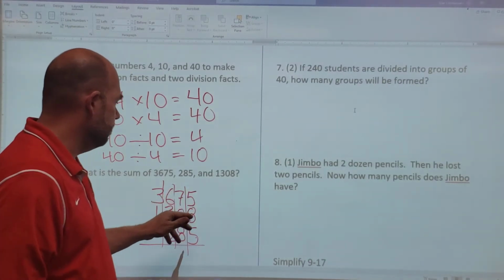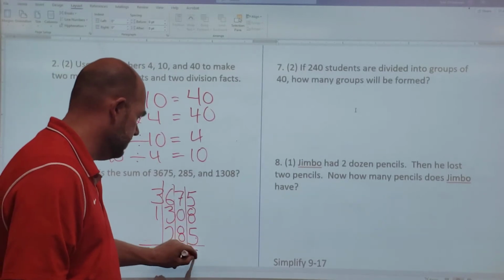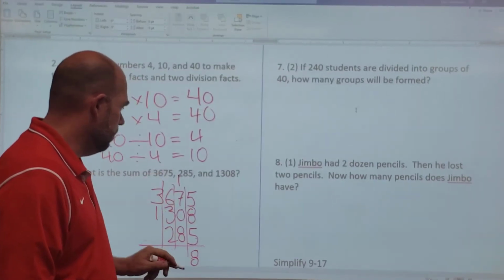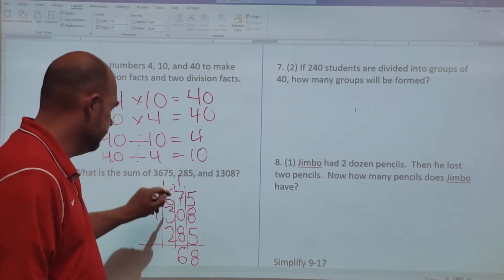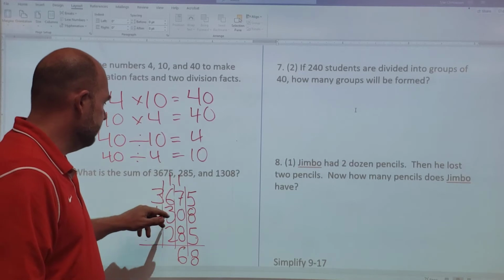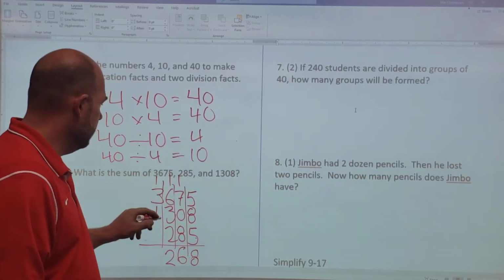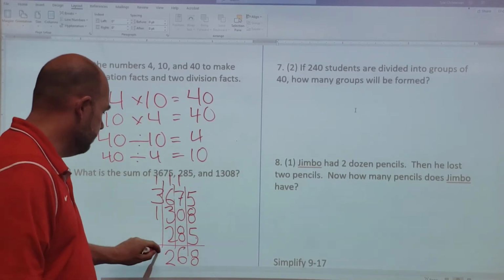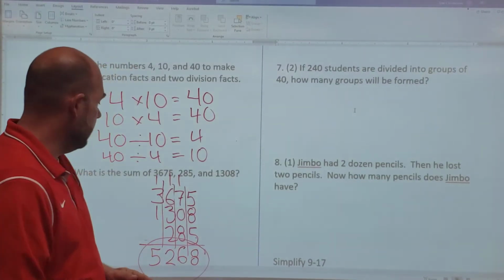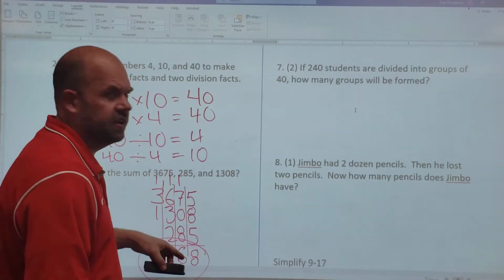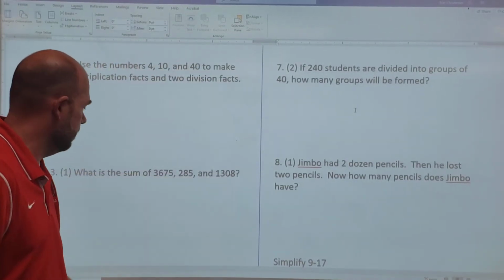So now I just do 5 plus 8 plus 5. I'm going to pair those. 5 plus 5 is 10 plus 8 is 18. Carry the 1. Then we have 7 plus 8 is 15 plus 1 is 16. Then we've got 6 plus 3 is 9, plus 2 is 11, plus 1 is 12. Carry the 1. And 3 plus 1 is 4, plus 1 is 5. So our answer here is 5,268. All right? Hopefully that doesn't get cut off on the bottom of the video. All right, so that's our first 3. Let me scroll down to get number 4 and 5.